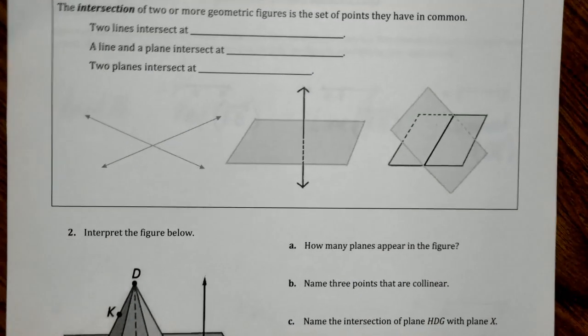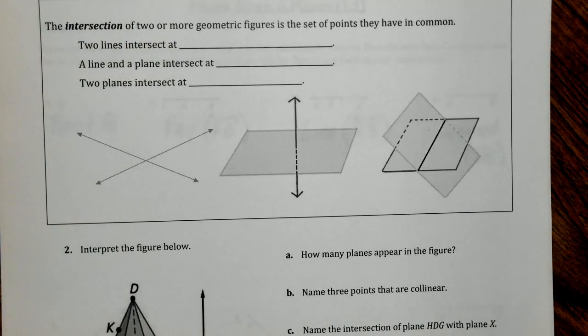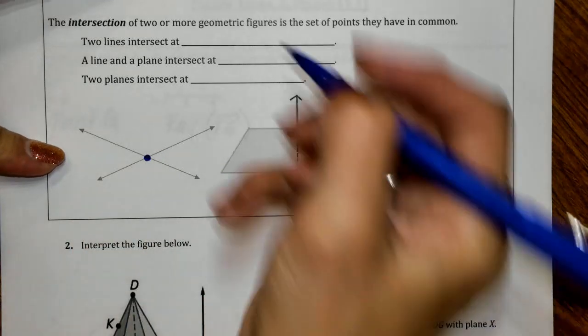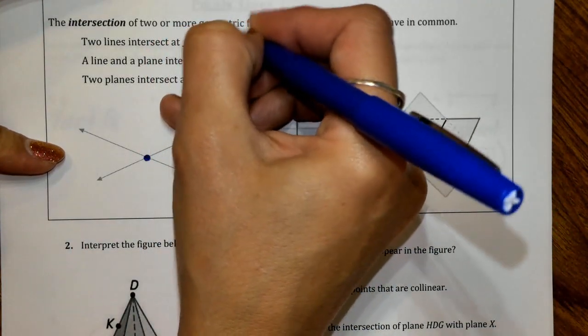We have these different points, lines, planes, all these things. Let's first say the intersection is going to be 2 or more geometric figures. They're going to have a set of points that I have in common. 2 lines right here are going to intersect at exactly 1 point.